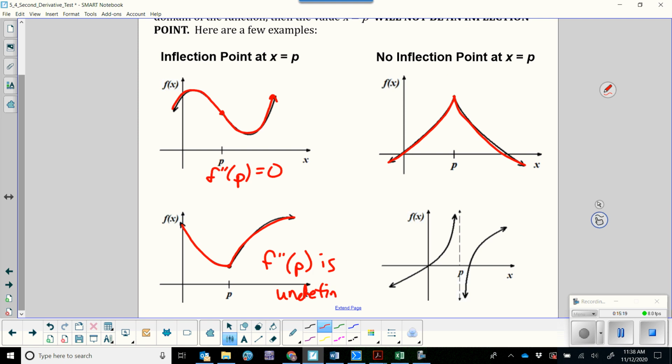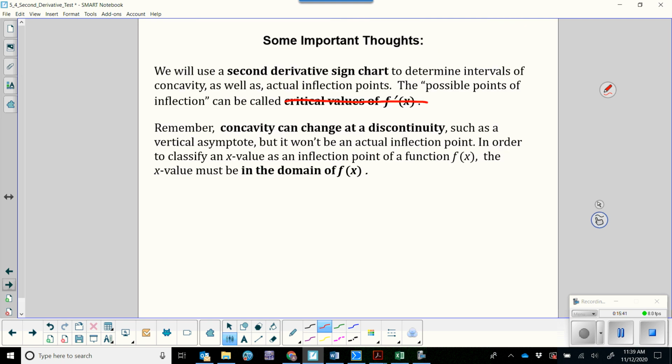Okay, so that's the difference. It just means that the second derivative is undefined. And then here's a place where we don't have an inflection point because concavity does not change. And here concavity changes. It's concave up here, concave down on this side. But obviously P is not a point of inflection because it's an asymptote. So we don't have that.